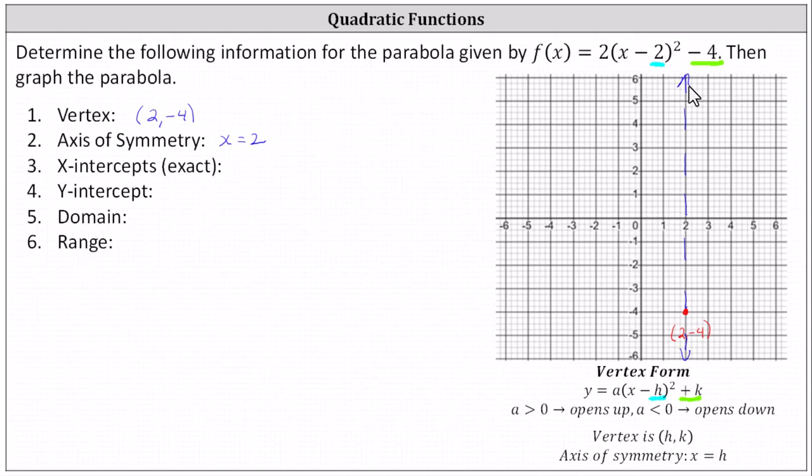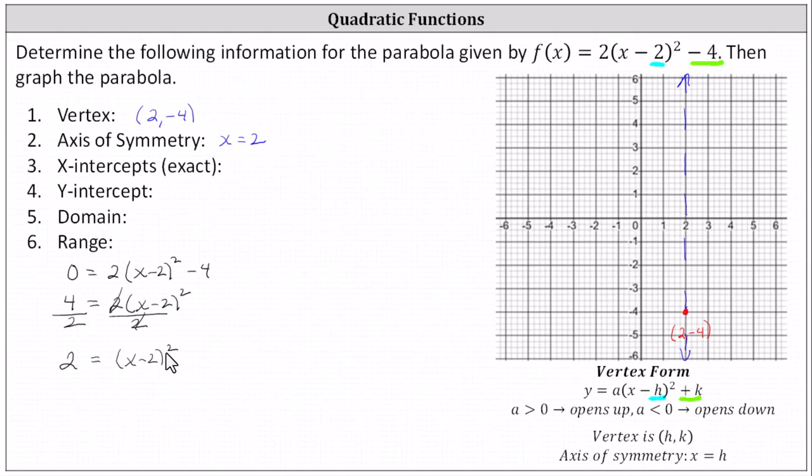Next, we want to determine the exact x-intercepts. The x-intercepts are where the parabola intersects the x-axis. Every point on the x-axis has a y value or function value of 0, which indicates to determine the x-intercepts, we set f of x equal to 0 and solve for x, which gives us the equation 0 equals 2 times the square of x minus 2, minus 4. And now we need to solve for x. We first add 4 to both sides. Next we divide both sides by 2. Simplifying, we have 2 equals the square of x minus 2.